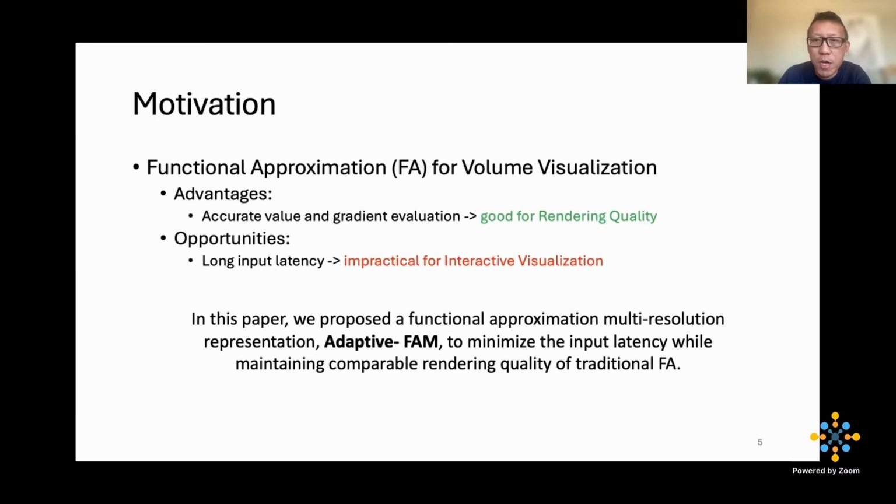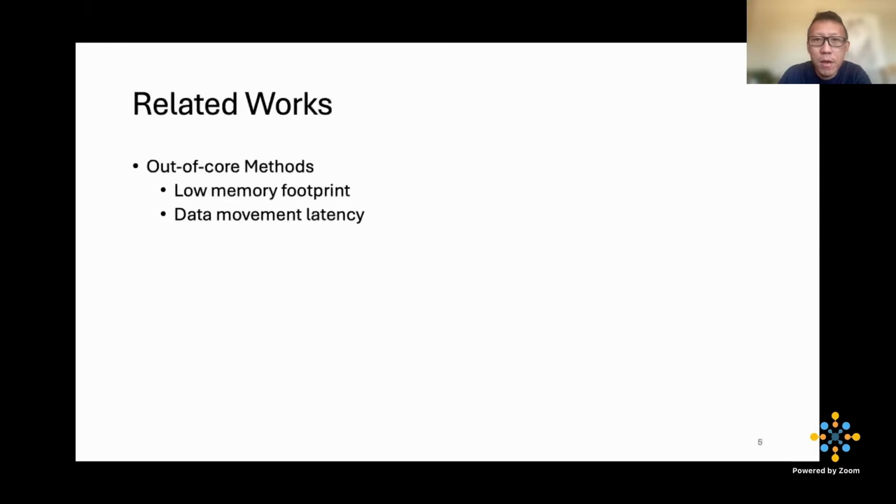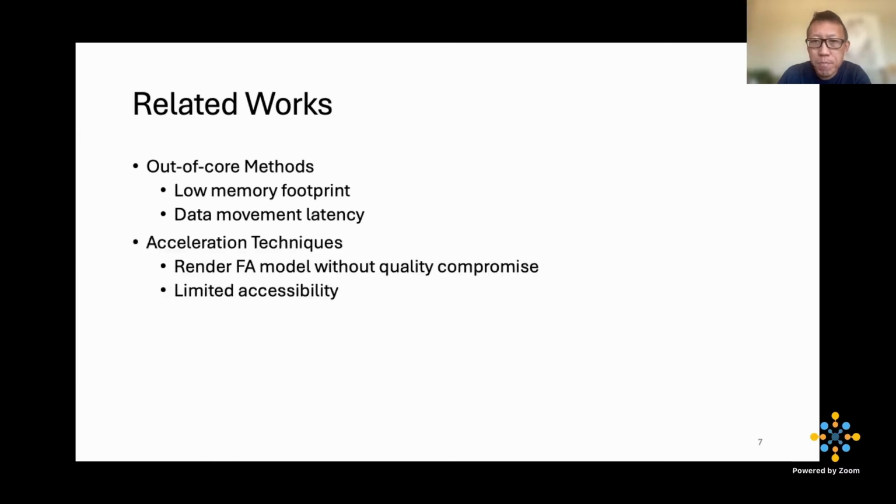So our solution consists of two parts: a fast query lightweight representation, and a GPU accelerated out-of-core multi-resolution visualization framework. For related work, out-of-core algorithms only render a portion of the entire dataset through dynamic streaming of the content of interest to minimize the memory footprint. However, the data movement needs to be optimized to minimize the I/O latency across the memory hierarchy.